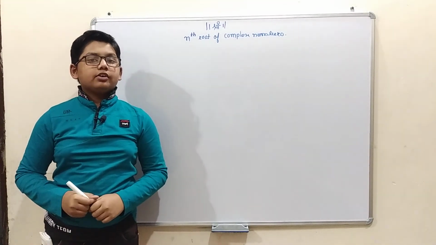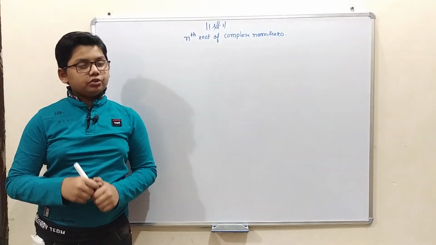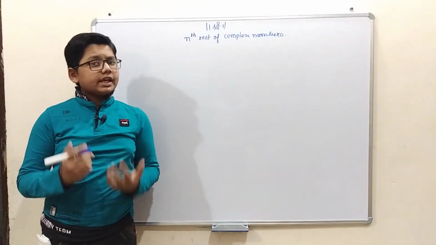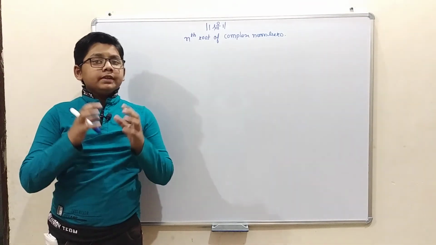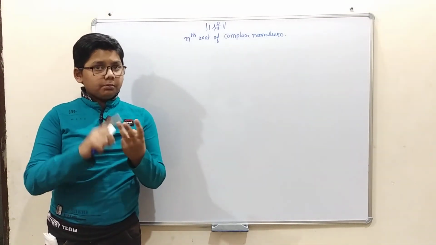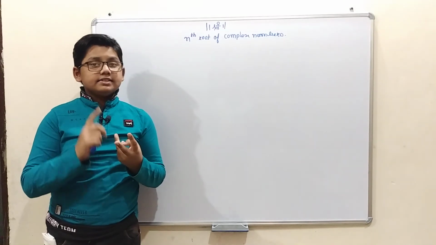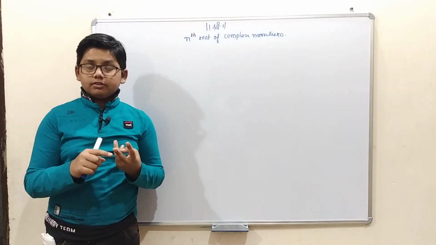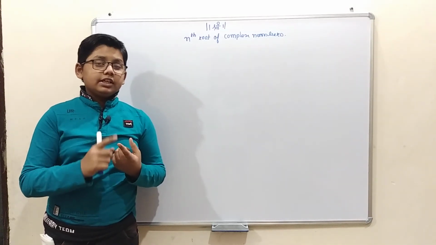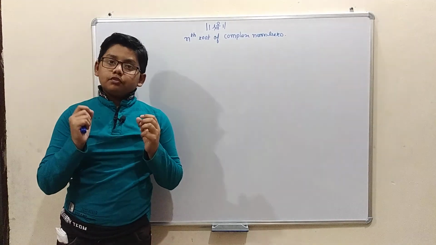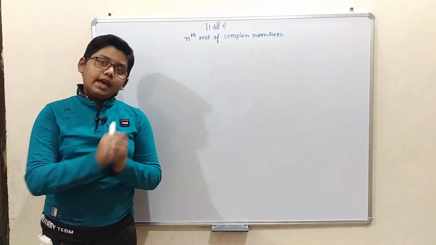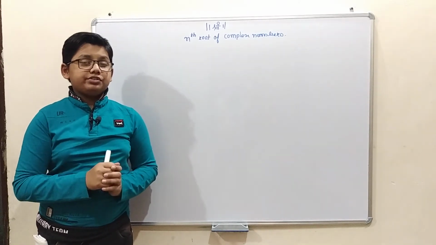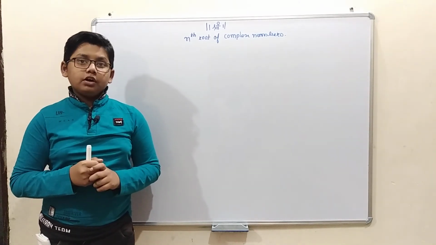Hello friends, today we are going to derive the formula for the nth root of a complex number. Before looking at the derivation for the nth root of the complex number, we must derive three things. First is the modulus of z, second is the argument of z or the amplitude of z, and the third is the polar form of z. So first we are going to start from modulus of z, then argument of z, and then polar form, and then we are going to start the derivation for the nth root of a complex number.